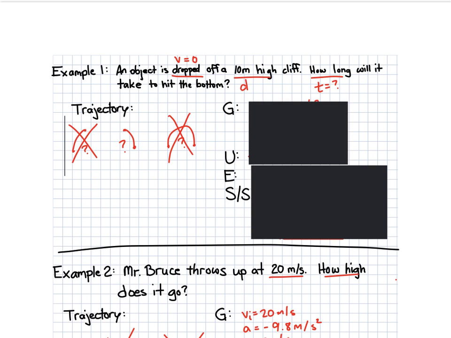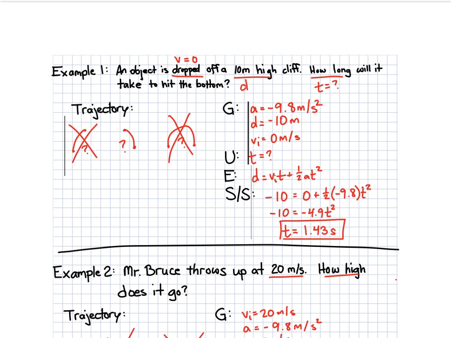Okay, so what are your givens? Go ahead, do that now. Okay, so once again, givens A, D, and VI. A is negative 9.8 meters per second squared. D is negative 10 meters. VI is 0. T is the unknown. You should pick an equation that works with all 4 of those variables and end up with an answer of approximately 1.43 seconds. All right. We good? Any questions?